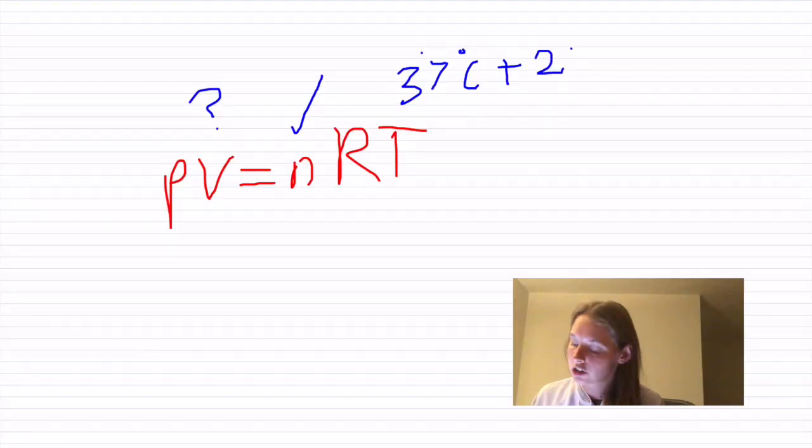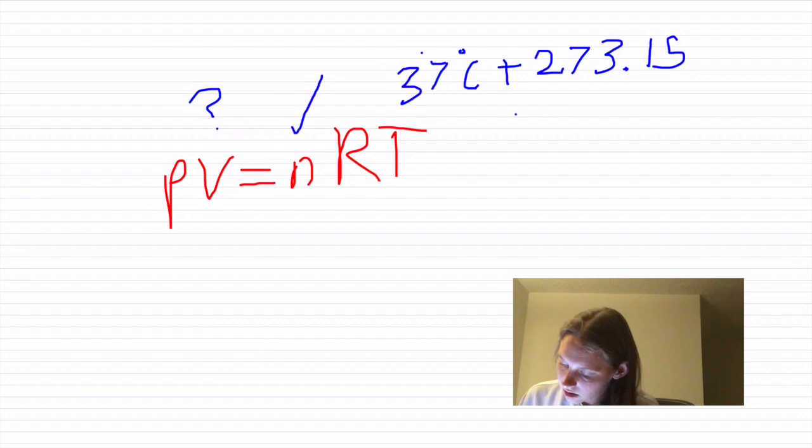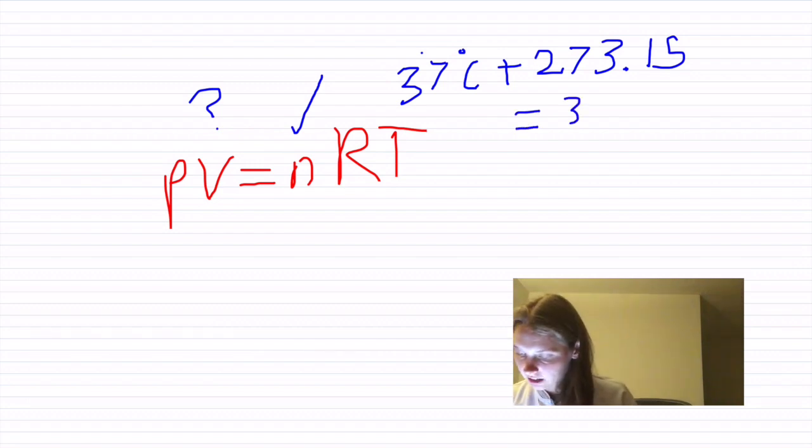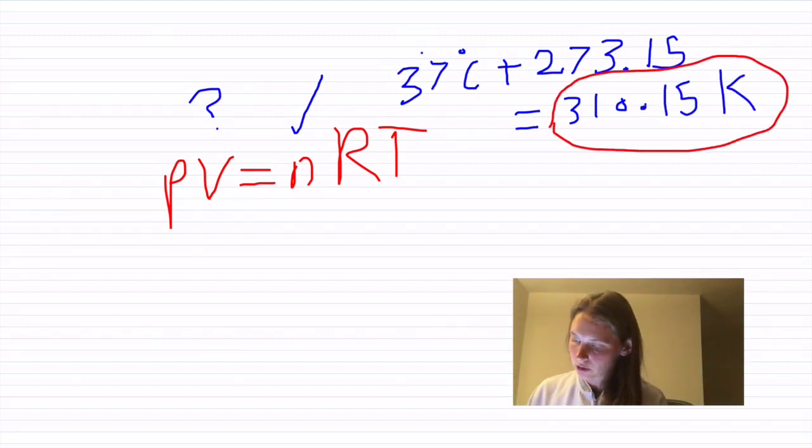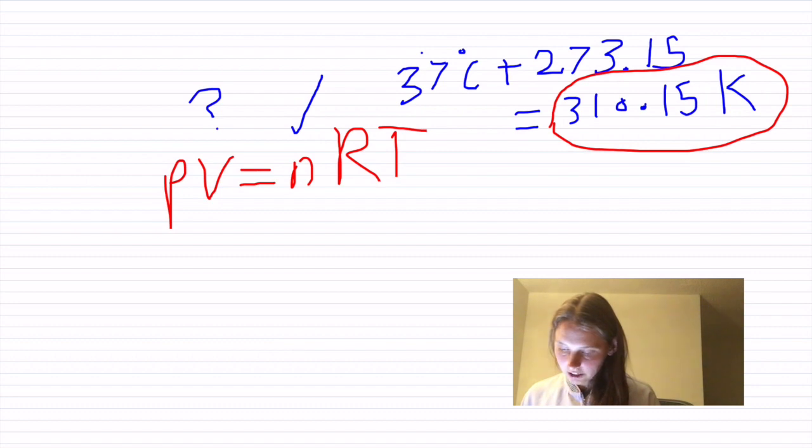So instead of just putting a check mark, I'm going to go ahead and convert to Kelvin right away so that I don't forget later. We'll write our 37 degrees Celsius. And to convert that to Kelvin, you simply add 273.15, which gives 310.15 Kelvin. All right, we have our Kelvin. We know that's one of the things we're going to plug in later.